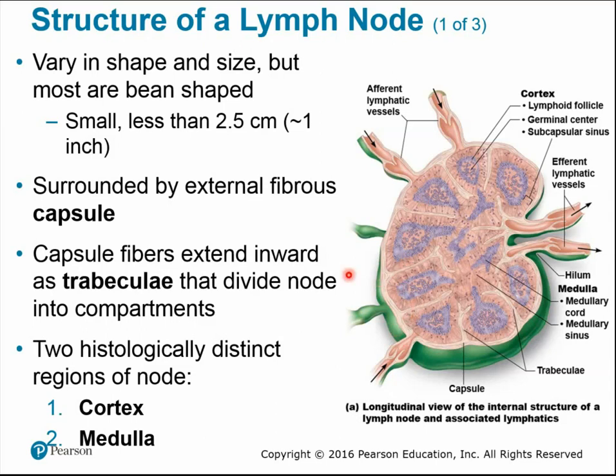So histologically, looking at the cellular level, the different types of cells within the lymph node, there are two regions. So we have the cortex, which would be the outer region, and then the medulla is the mid portion.